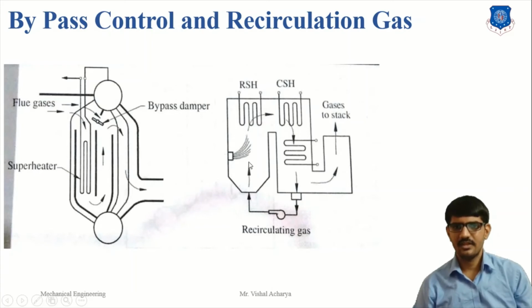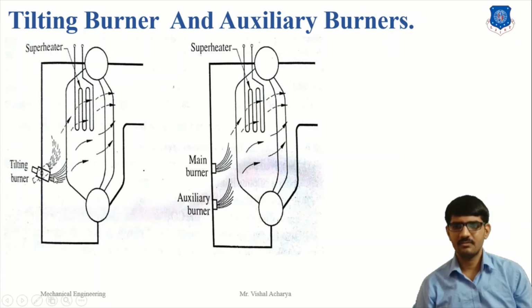Second is the recirculating gas. In gas recirculation, some part of the gas is recirculated to the economizer. This system is provided for heat control, or to increase heat in the economizer. This method is called recirculation of the gas. Next is the tilting burner. In the tilting burner, more heat is transferred in the economizer and less heat in the evaporator or superheater. This arrangement is called the tilting burner. Here the main burner and auxiliary burner are used to control the superheated steam.